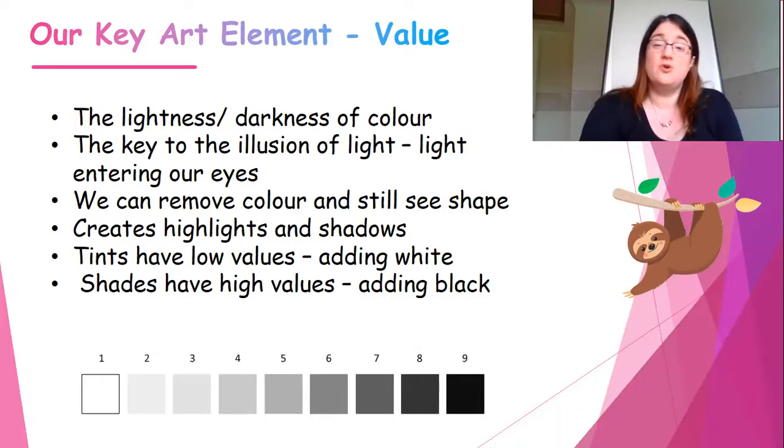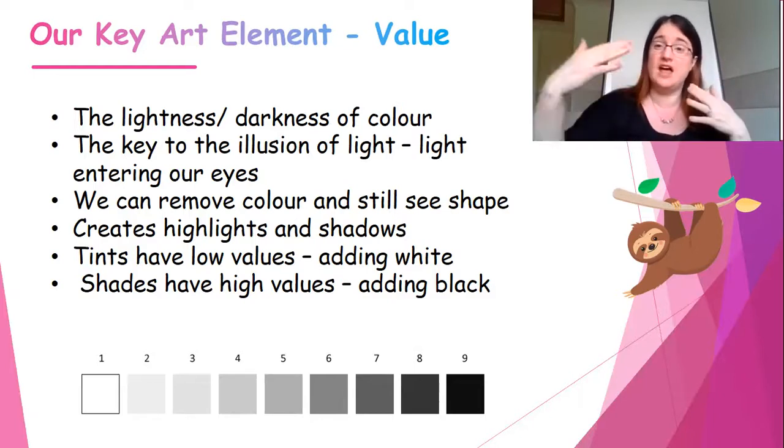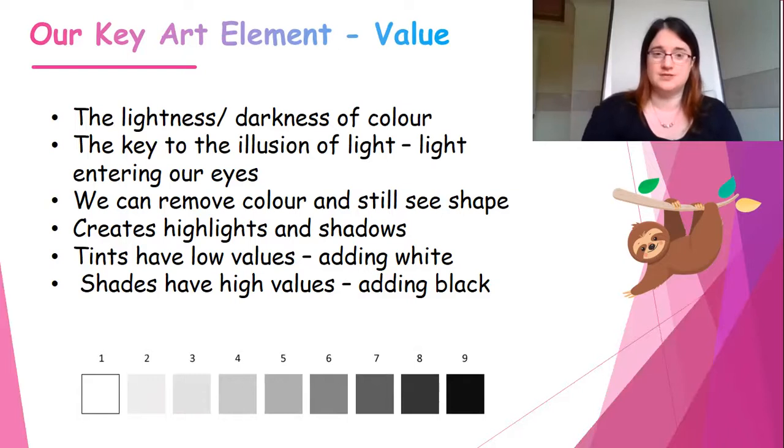So we can remove all the colour from a picture and we can still see shapes and lines because of the lightness and darkness of those colours. And we can also use value to show highlights and shadows in our work. So you can see here I've got something called a value scale. The whiter something is, the lower its value. The darker something is, the higher its value.